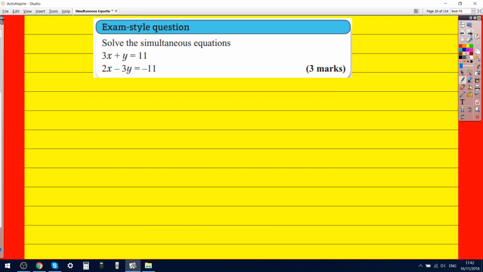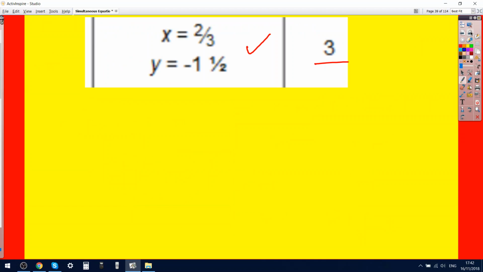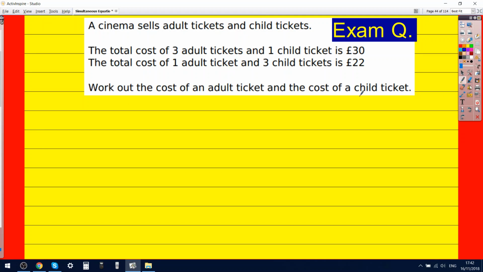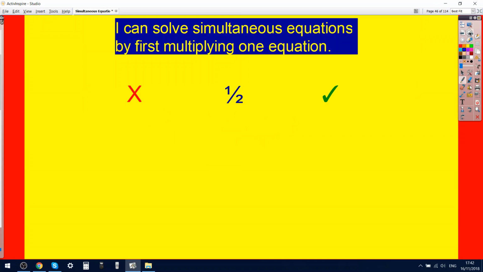I just want to go to an exam question that looks like that. So how would you construct these two? So you would do 3a plus 1c equals 30. And then 1a plus 3c equals 22. Yeah, and after that it's pretty easy.